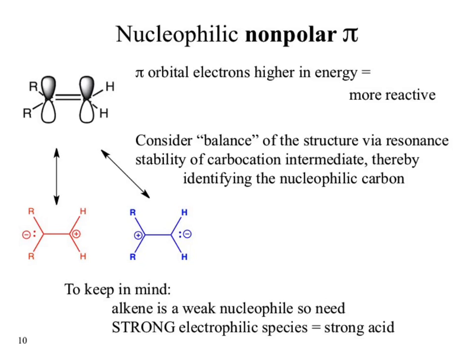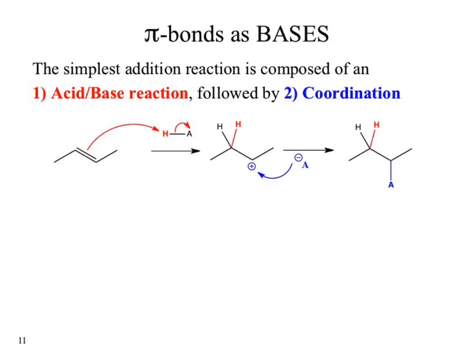A strong electrophile. I'm going to need something to force it to react. This is why we have to use strong acids to force the reaction to occur. This is why when we move into chapter 12, we have to use strong electrophiles to force it to react. Okay? So, if we look at our pi bond as a base, what happens? We take an acid. The most reactive thing in that case.